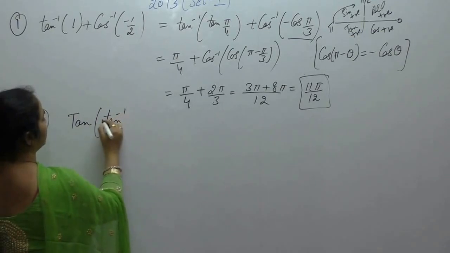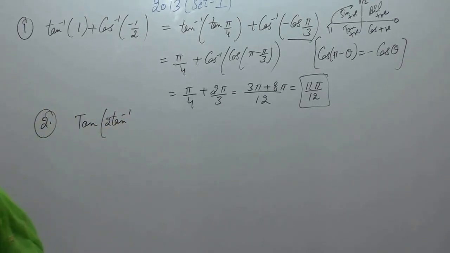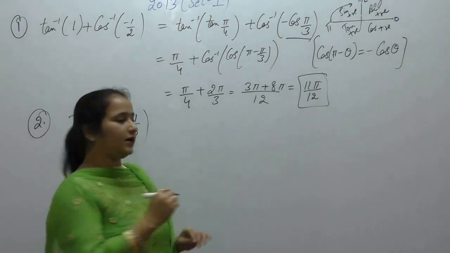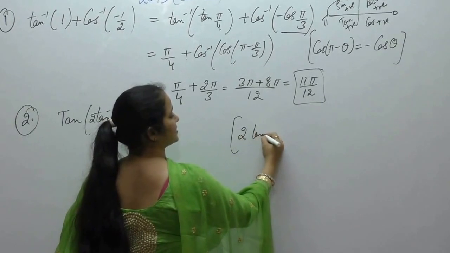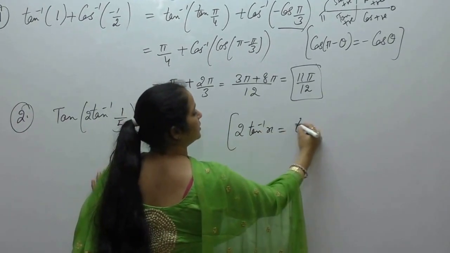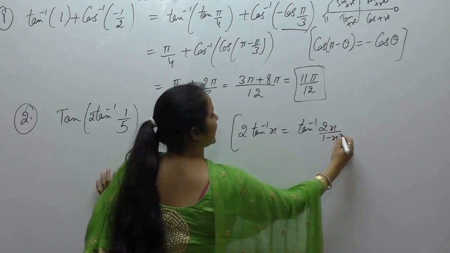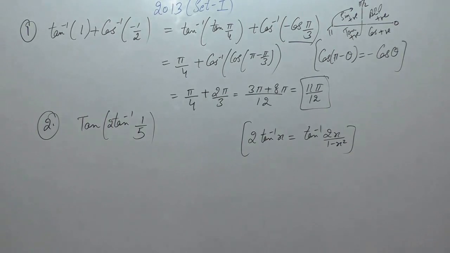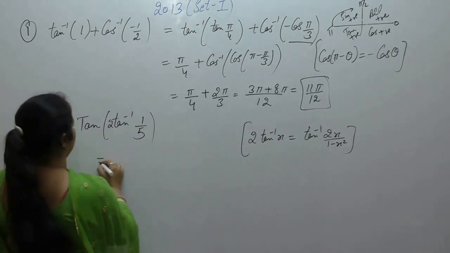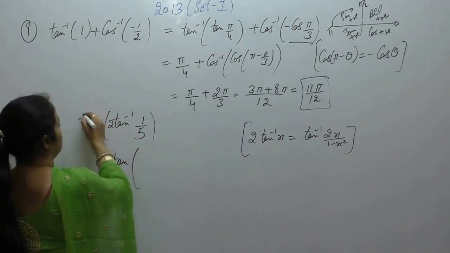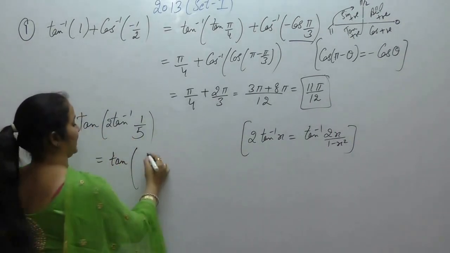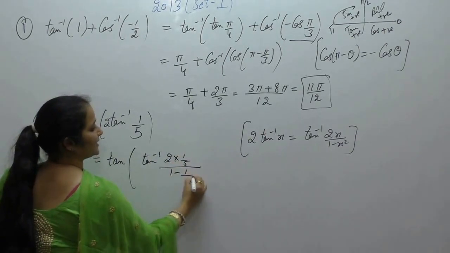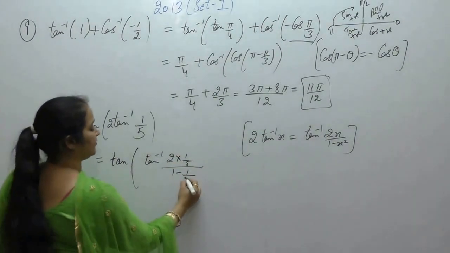Now the second is, find the value of tan 2 tan inverse 1 by 5. We know the formula for tan 2 tan inverse x, that is equals to tan inverse 2x upon 1 minus x square. Apply this formula here. We can write it as tan of tan inverse 2x, where x here is 1 by 5, upon 1 minus 1 upon 5 square.